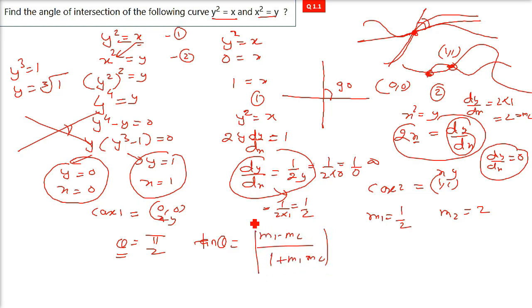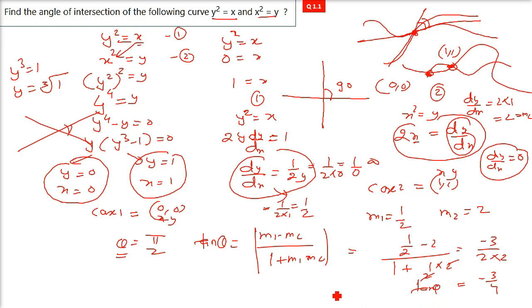Even if it comes as negative, you have to make it as positive. We have the modulus, a very important thing, and for this question m1 equals half and m2 equals 2. Just put it here: half minus 2 divided by 1 plus half into 2. Half minus 2 is 1 minus 4 by 2, that is negative 3 by 2. This denominator 2 gets cancelled. 1 plus 1 is 2, so you have 2 in the denominator. You have negative 3 by 4. So this is your tan theta.